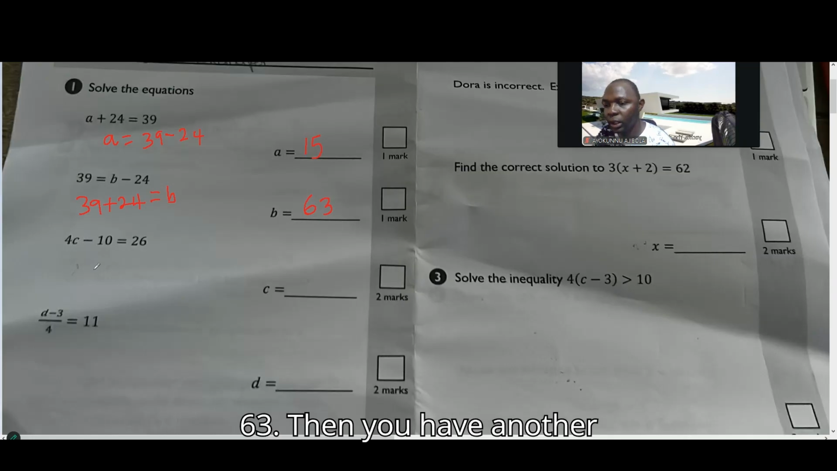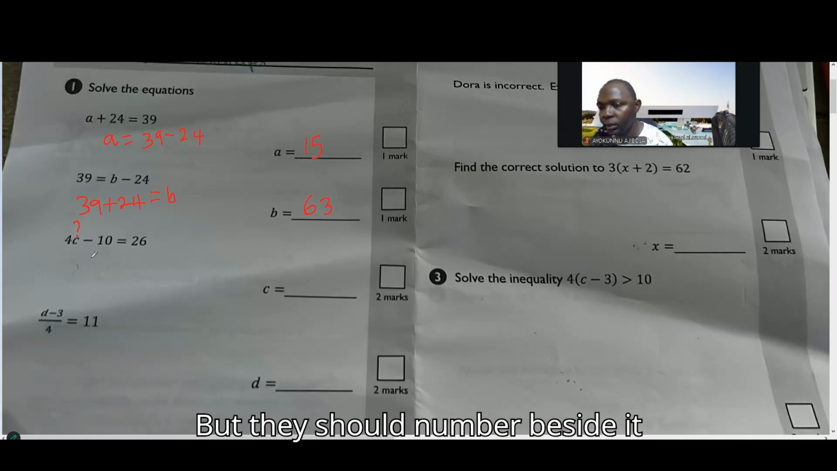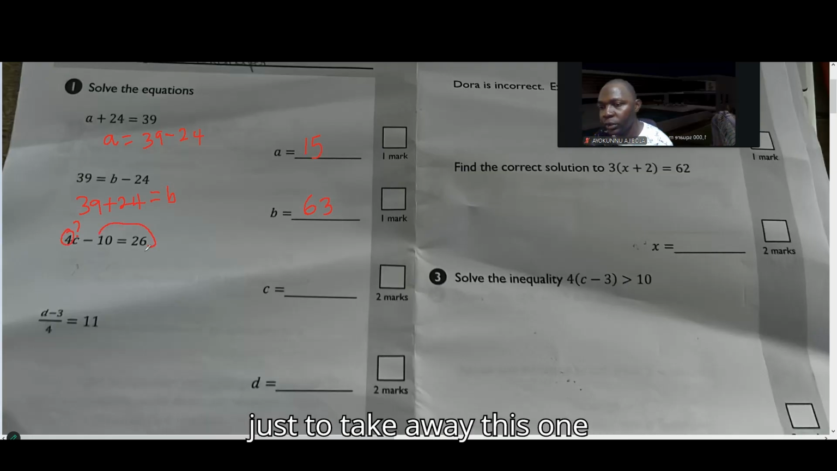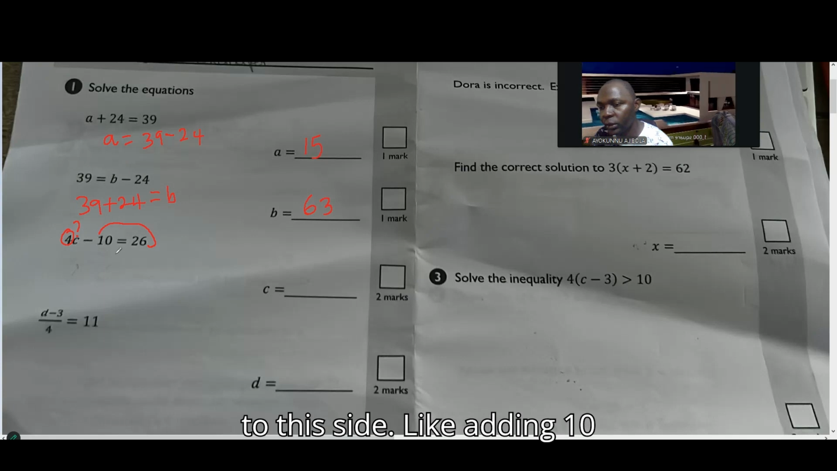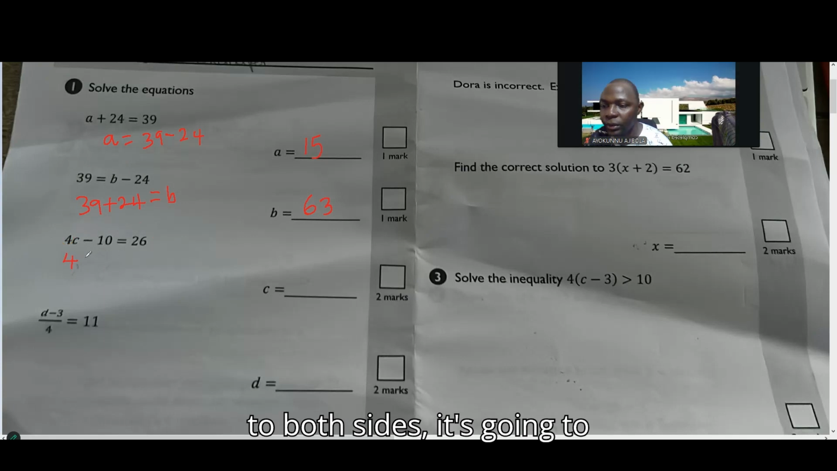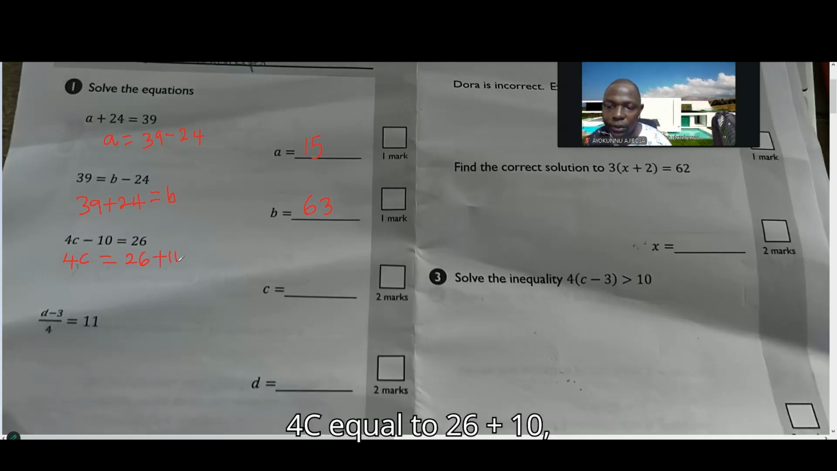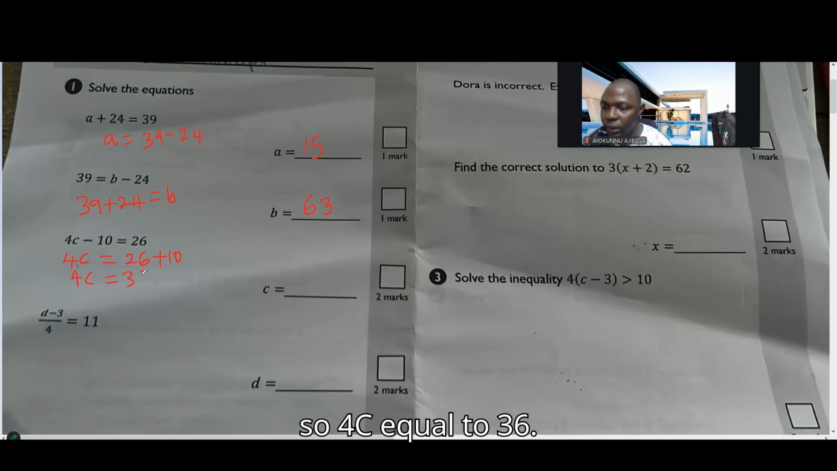Then you have another step here. We're looking for c, but there's a number beside it. First, to take away this one to this side, like adding 10 to both sides, it's going to change to positive 10. Then you have 4c equal to 26 plus 10. So 4c equal to 36.